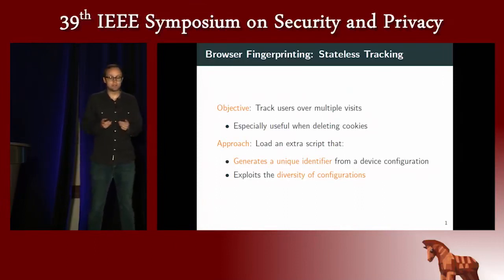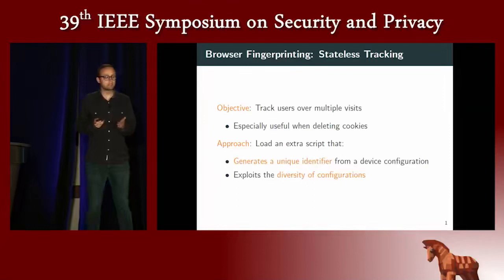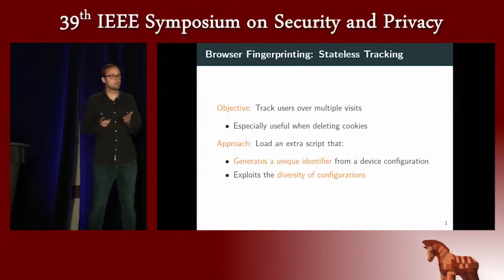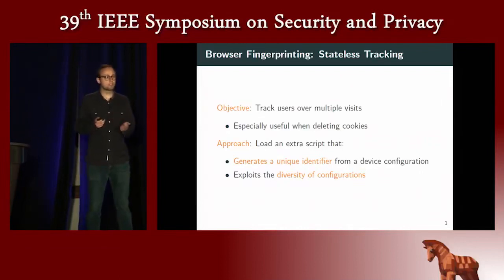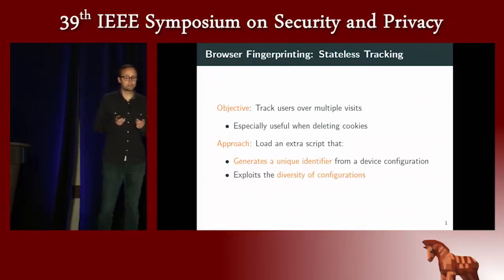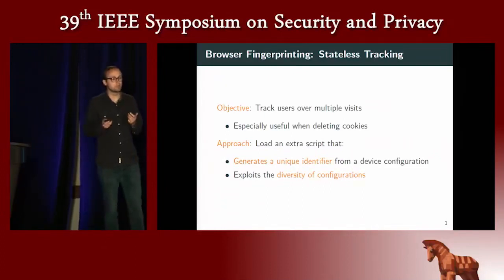The goal of browser fingerprinting is to do this without storing anything in the browser or in the user's device. That means that even if the user deletes their cookies or goes in private mode, browser fingerprinting can still track the browser. To do this, it relies on the fact that different users may have different device configurations. And if this device configuration is quite unique and stable over time, then this configuration could be used as an identifier to keep track of the user.